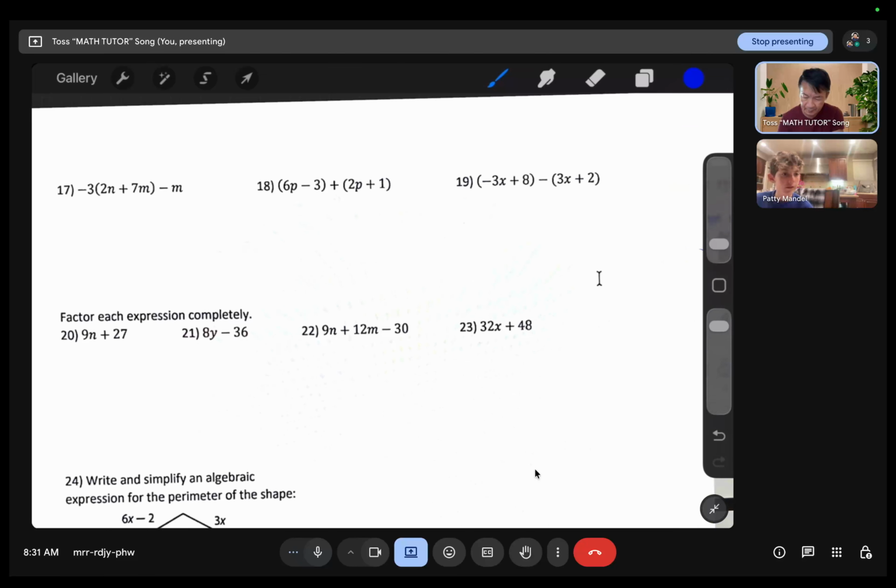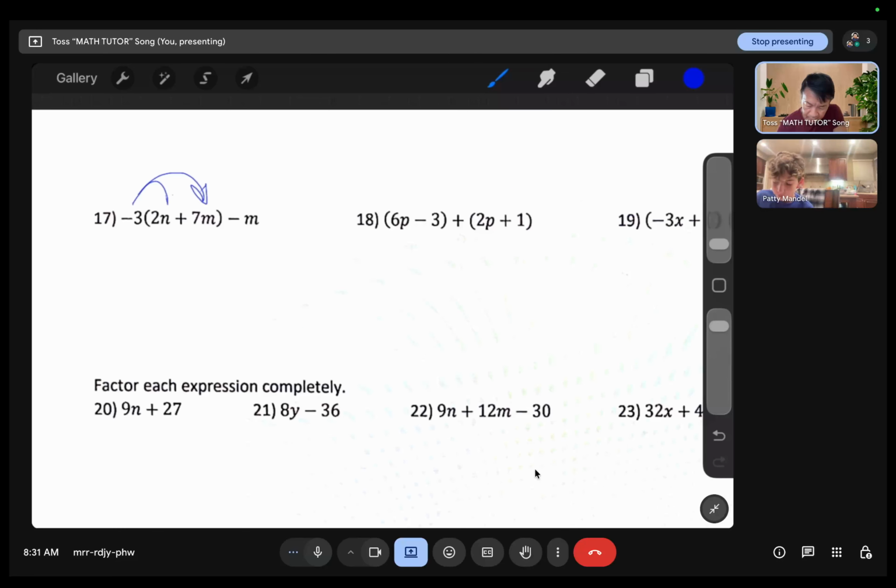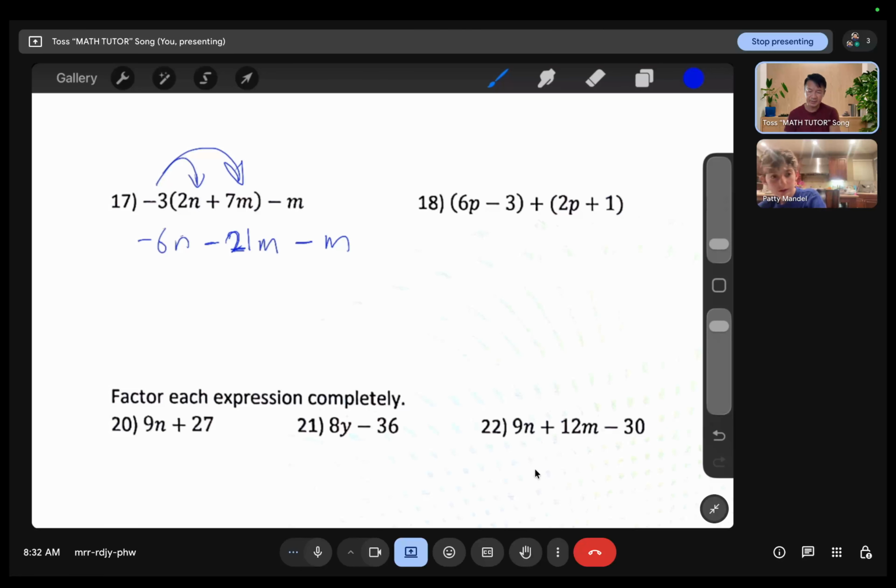Next one. This one, distribute. Negative 3 times positive 2n is negative 6n. Negative 3 times positive 7m is negative 21m. Then I copy what I have at the back as is. And then continue. What do you think? I'll let you do this next step. Negative 6n minus 22m. Yes, there it is. You got it. Very good.